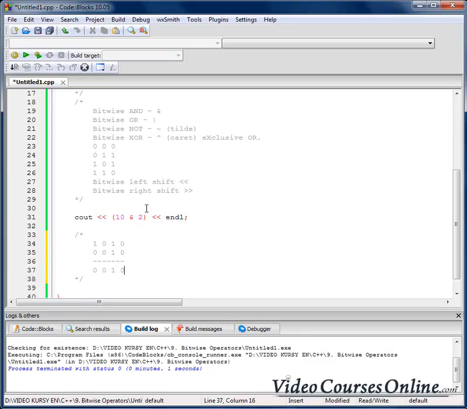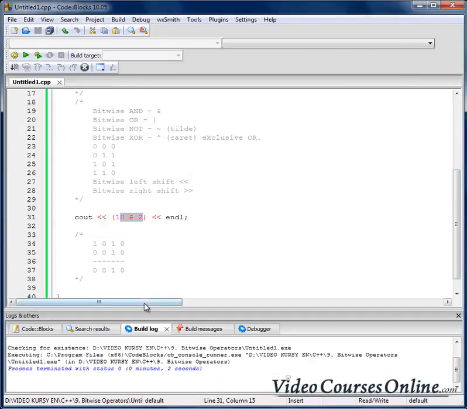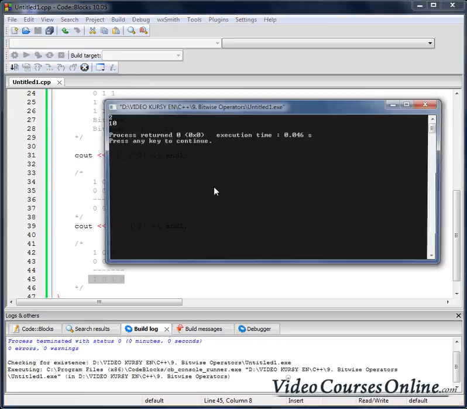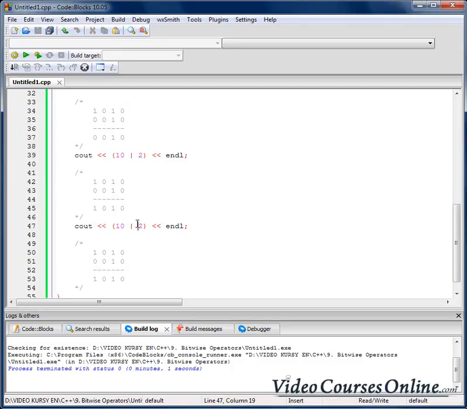So what is going to be here? It should be 2. As you can see, the result is 2. Okay. Now let's try the OR bitwise operator. The OR operator works like this: it is false only when both arguments are false. So here is true, false, true, false. So the result is, as you can see, 10. It's working well.